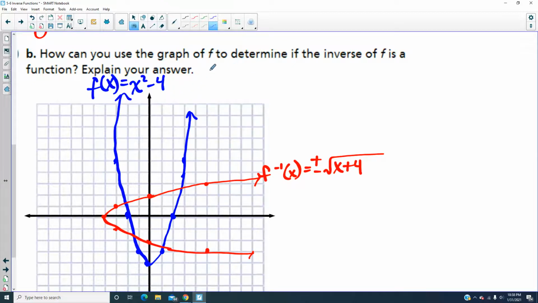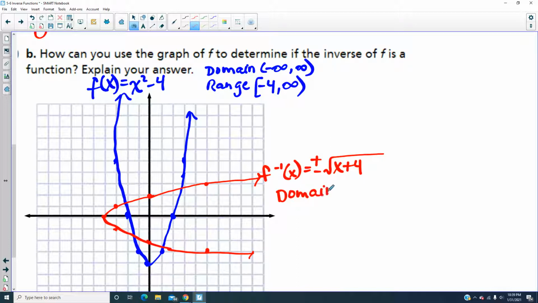So the graph of f has a domain of negative infinity to infinity. It extends forever and ever to the left, forever and ever to the right. It has a range of negative 4 to infinity. Okay, now let's look at the domain and range for the inverse. The domain, let's see, it only goes from this all the way to the right. That's negative 4.